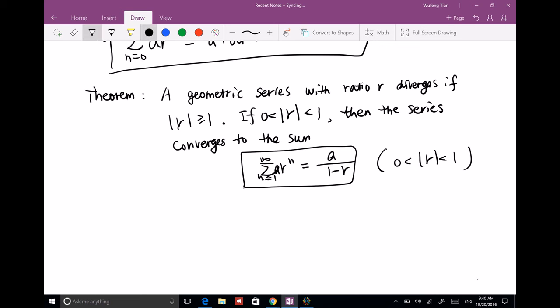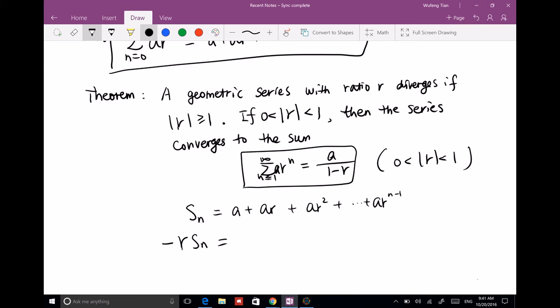Let's just do a simple proof. So Sn equals A plus AR plus AR squared, up to AR^(n-1), because the first one is AR^0, right? So what do I do next? I multiply both sides by negative R.